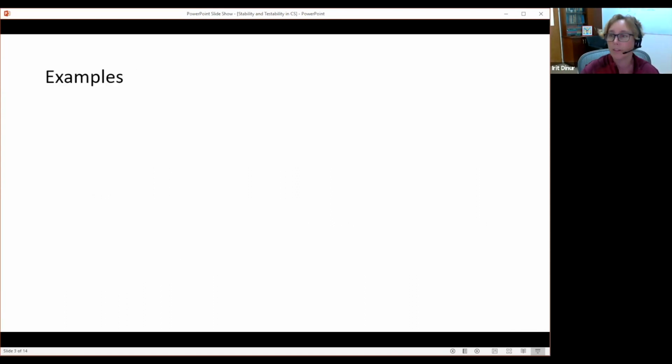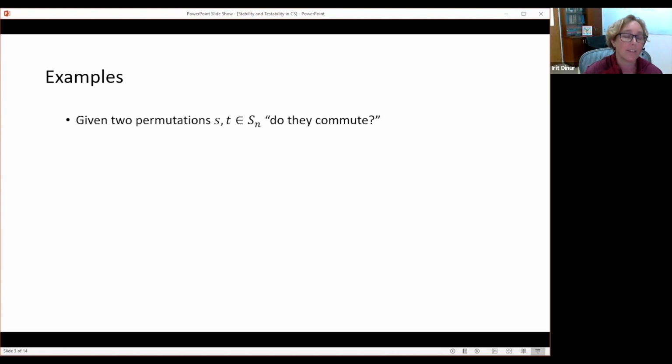Okay, so let me give you a couple of examples of canonical property testing questions. The first one is not so canonical, but I think it's one that I learned from this seminar. So I want to just tie it together to questions that you guys have probably heard about. So this is this question. You get two permutations over n elements, and you want to know if they commute.